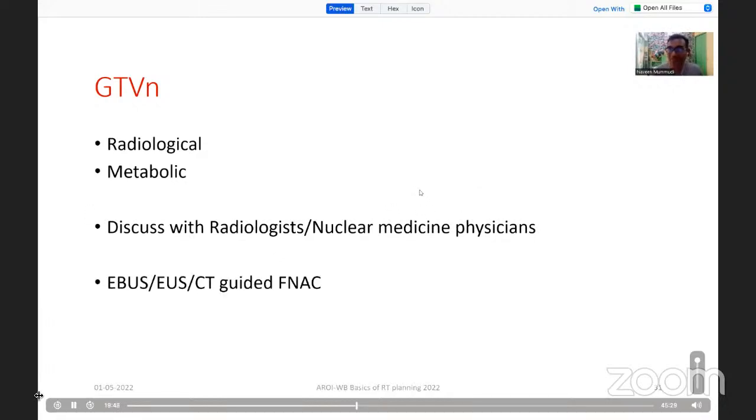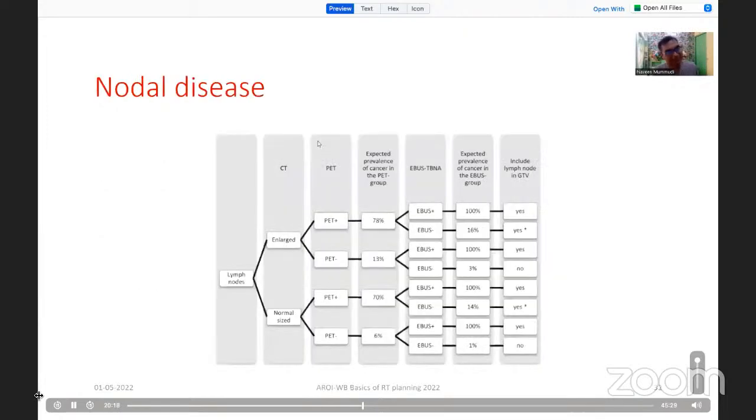Sometimes when there is an absolute dilemma and it is impossible to differentiate, then you could go for an endobronchial ultrasound guided FNAC or an EUS guided FNAC to find out whether a lymph node is involved or not. This is very important, especially in patients who have a contralateral hilar lymph node or contralateral mediastinal lymph node, because it makes a huge difference if you have to include a contralateral node, as that would increase the target volume that you want to radiate.